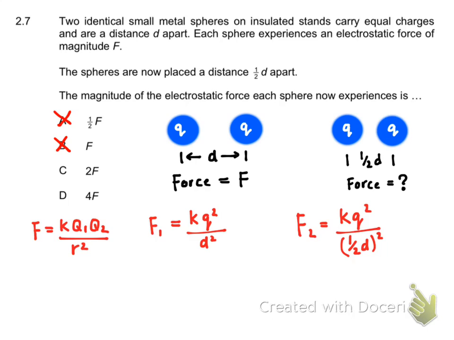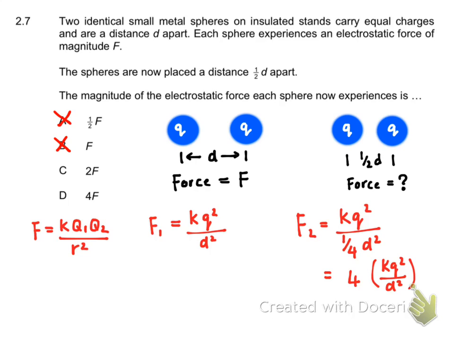The new force that I've called F2, again, k is a constant, that stays the same. Q remains constant because we haven't changed the charge, but we've now halved the distance. So it's a half d all squared. And if you square that out, if you square a half, you get a quarter. If you square d, you get d squared. So that becomes a quarter d squared.